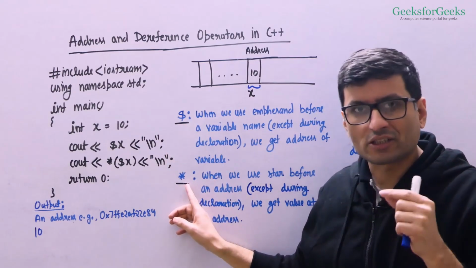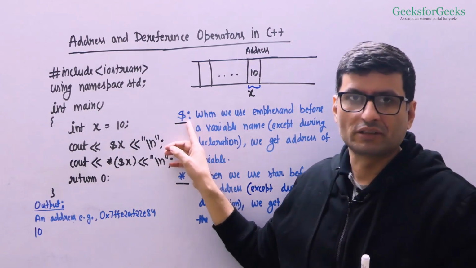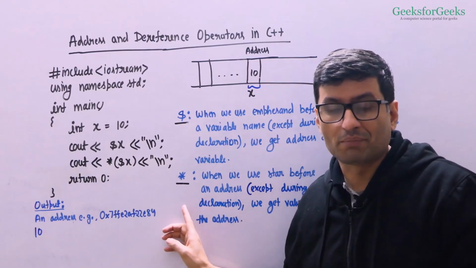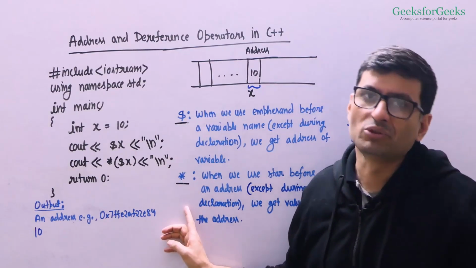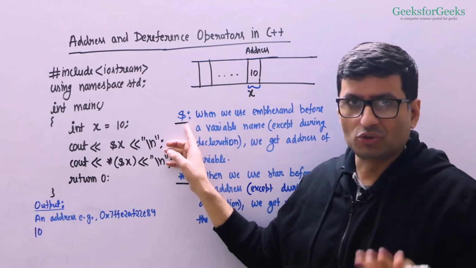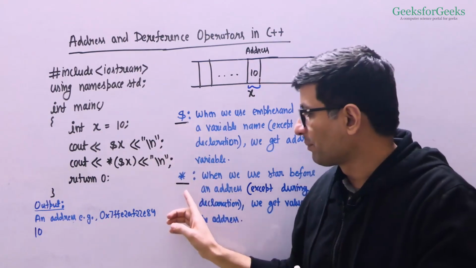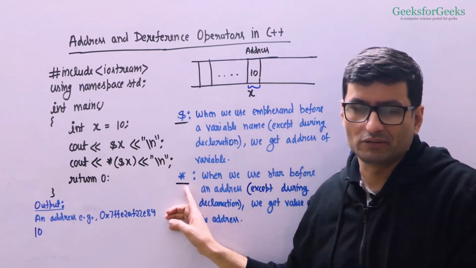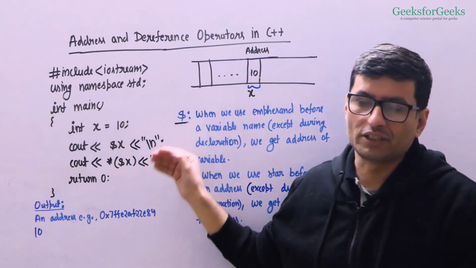The other operator is star. It is the opposite of ampersand. If you put a star operator before an address, it gives you the value at this address. So if you put ampersand before a variable, instead of the value, it gives you the address. And if you put star before an address, it gives you the value. Right? They are opposite of each other.